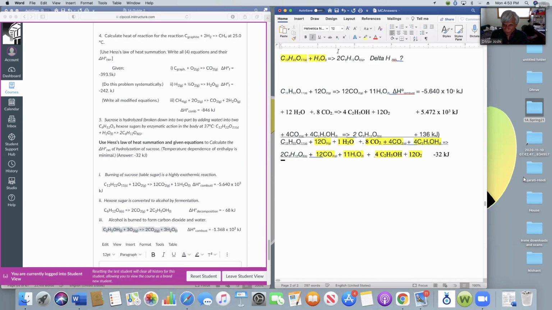So what does that mean? This equation here is negative 32 kilojoules. So actually energy is made available to the body by doing that. So you eat sucrose, and 1 mole of sucrose breaking down into 2 hexoses, 2 different sugars, the body gets 32 kilojoules of it. Sugar has lots of energy in it. And we have done some calculations with that.